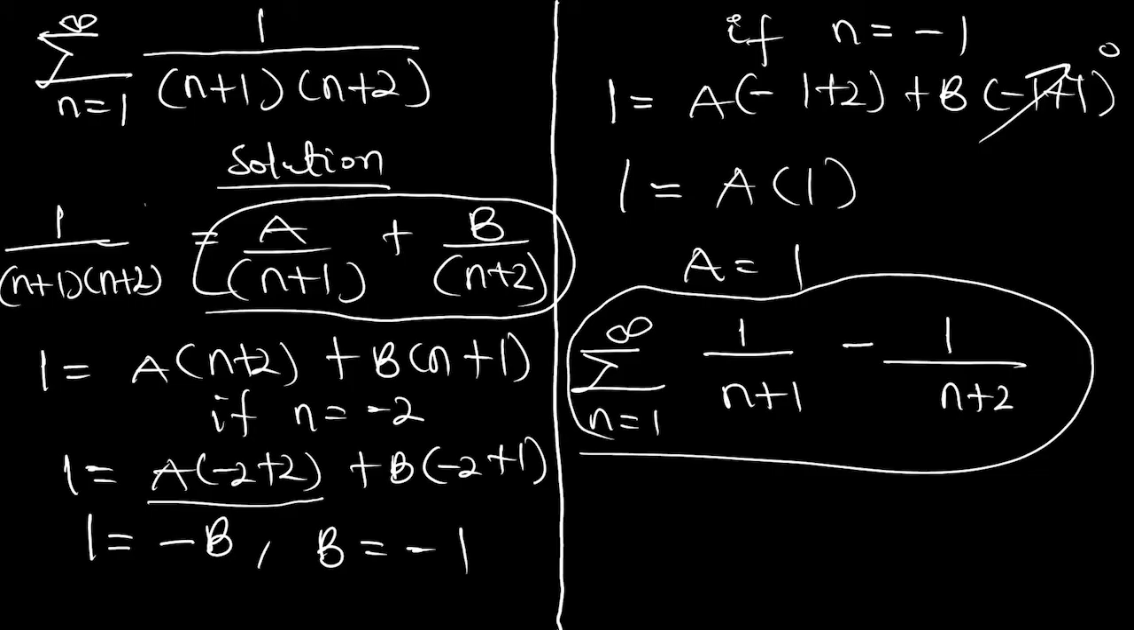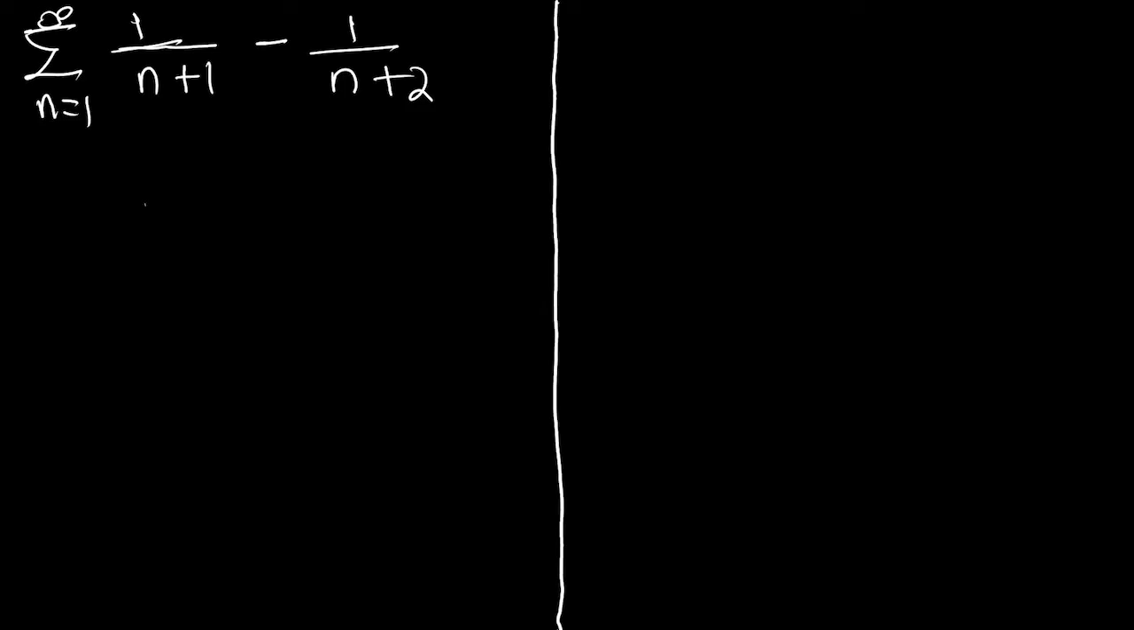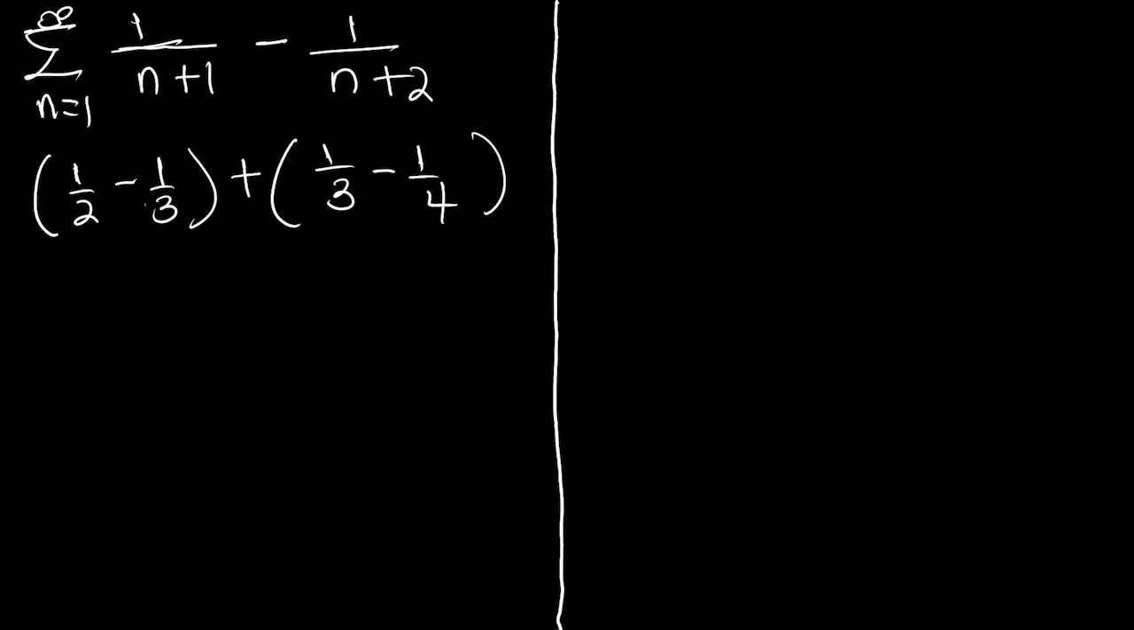Let me make space so that we can work better. So this is the resulting series: 1 over n plus 1 minus 1 over n plus 2. So we are going to write down some of the terms. When n is equal to 1, plus 1 over 3 minus 1 over 4 plus 1 over 4 minus 1 over 5.